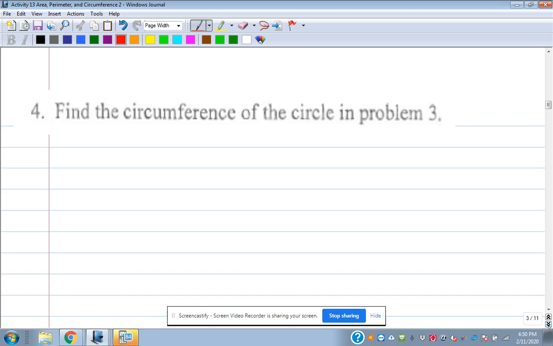Number 4, circumference of the same circle from problem 3. What was the formula for circumference again?